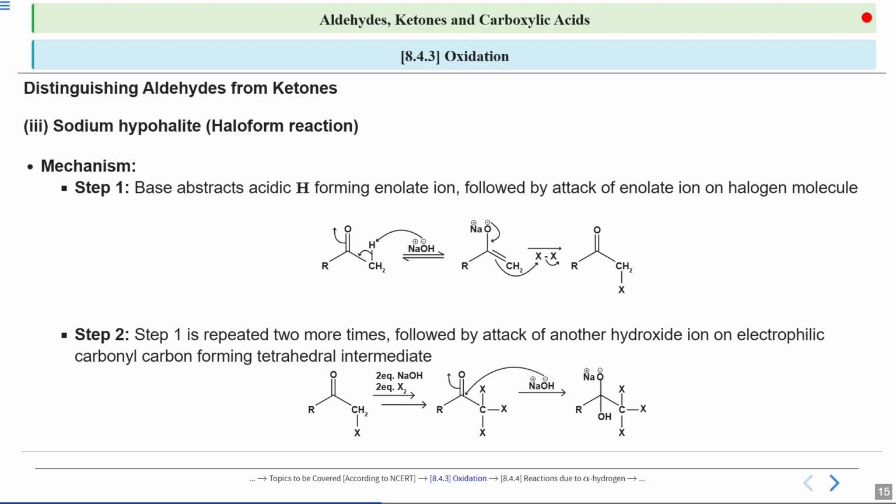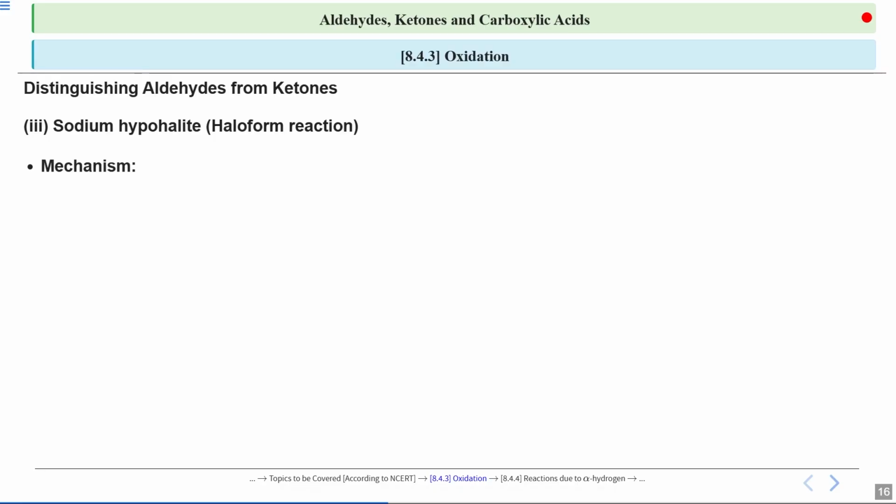Now further what will happen: another hydroxide ion, that is OH minus from the base, will attack the electrophilic carbonyl carbon and lead to the formation of a tetrahedral intermediate. So OH minus will attack this carbonyl carbon, okay, and you will see the electron density shifts towards the oxygen. Oxygen gets a negative charge and OH gets attached to this carbonyl carbon. So you get a tetrahedral intermediate.